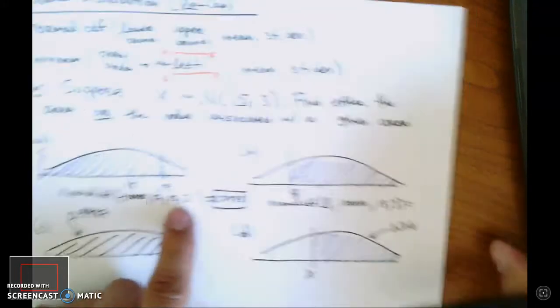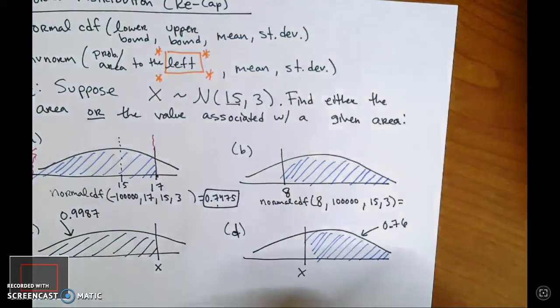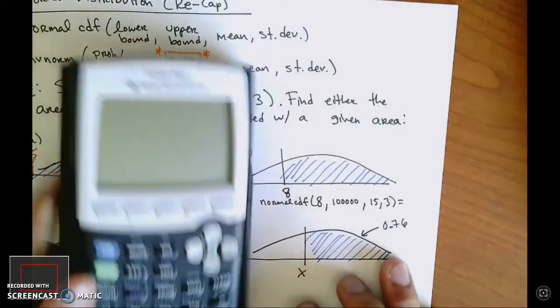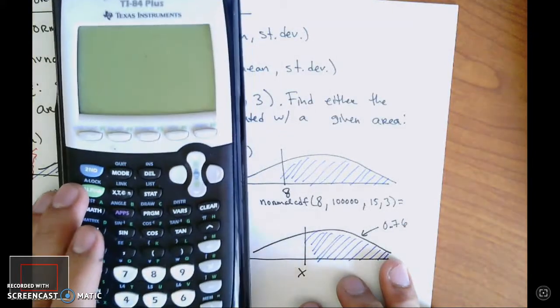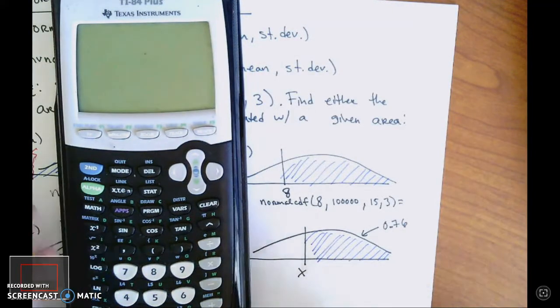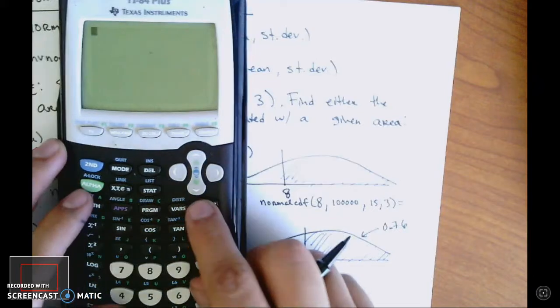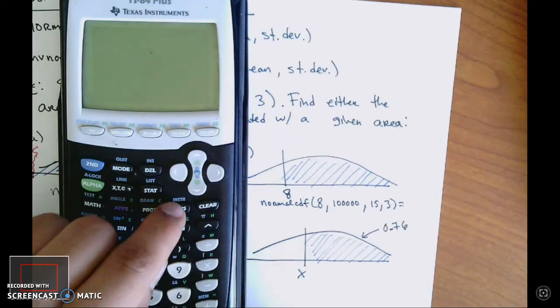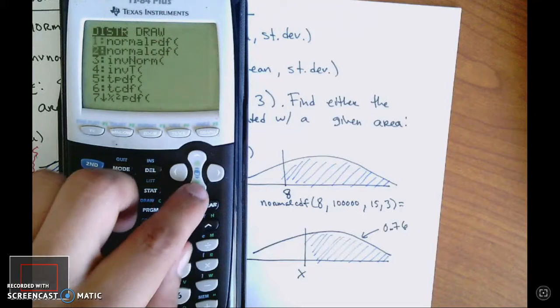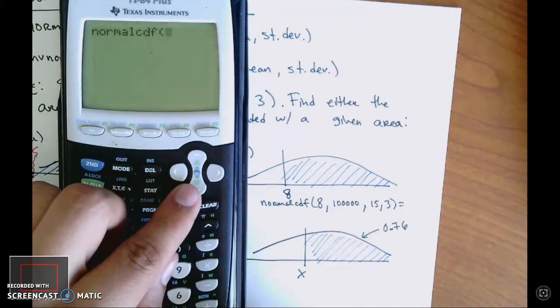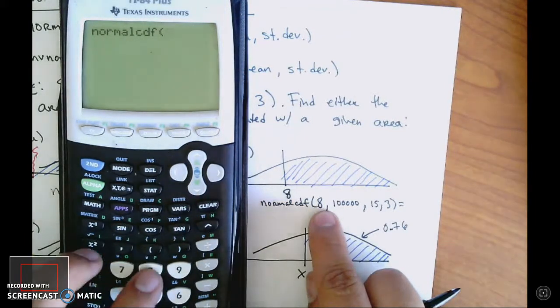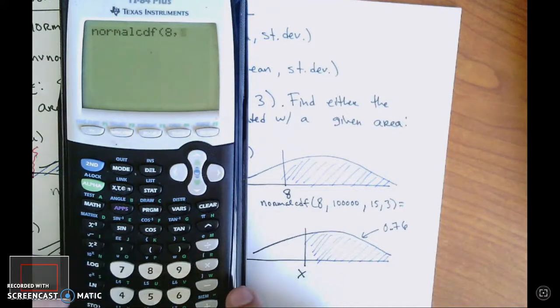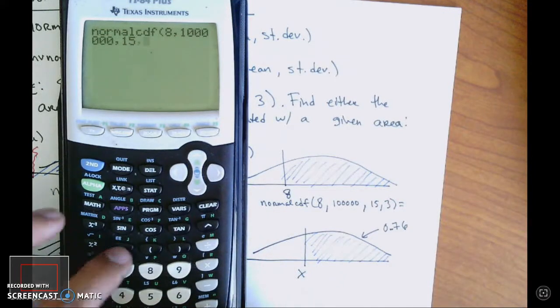So how would you do this in this calculator? Well, let me use my TI-84. If you have this TI-84, it's going to be a little bit different, because now you're going to press normal CDF. So you're going to press second vars, then go down to normal CDF, and press these numbers: 8, comma, a whole bunch of zeros, 15, and then 3.